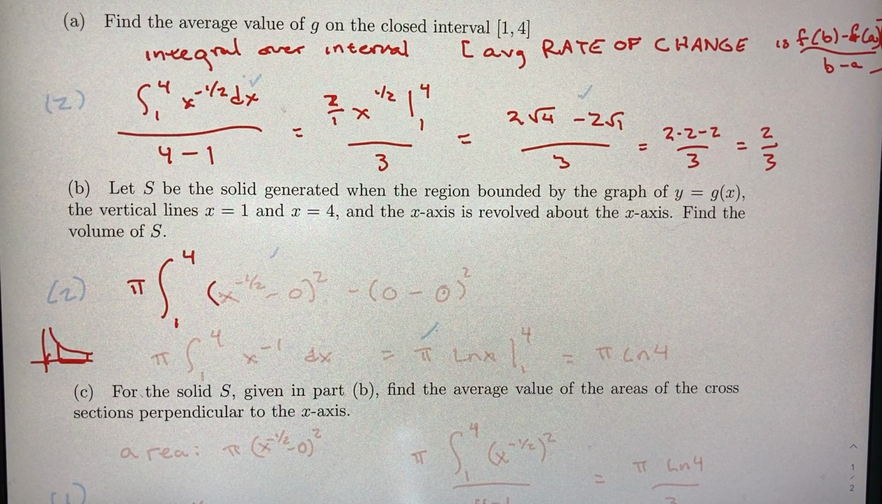Always set it up as outer radius squared minus inner radius squared. The line you rotate around is always on in both regions. Okay, it's a disk, so the inner radius is 0. X to the negative 1/2 squared is x to the negative 1.